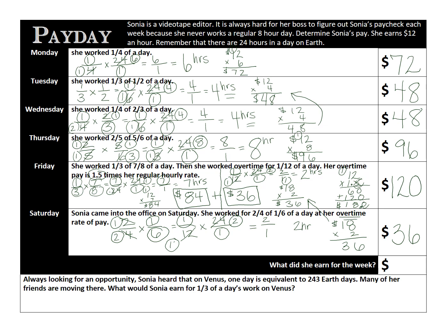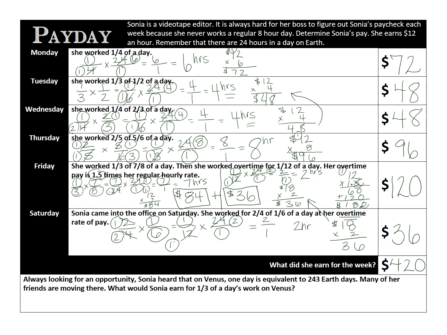What did she earn for the week? Well, if you add 72 plus 48 plus 48 plus 96 plus 120 plus 36, you're going to get $420.